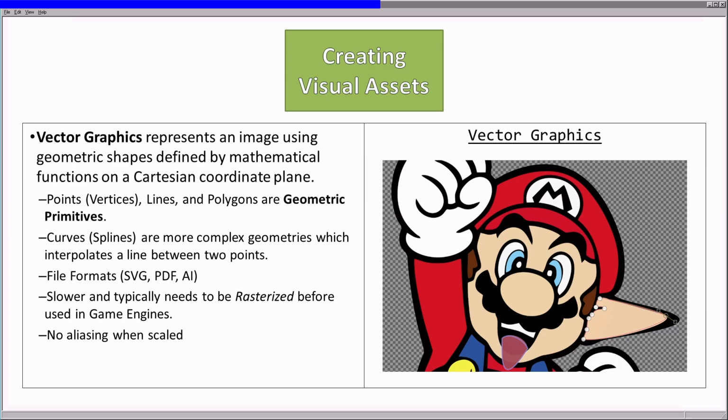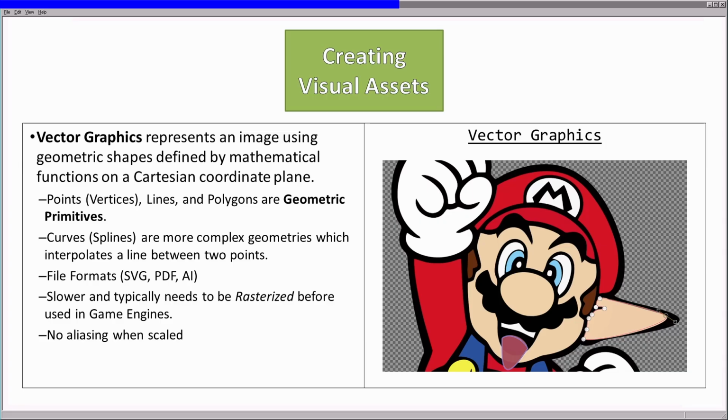To get around this, we look at the alternative, vector graphics. Vector graphics represent an image using geometric shapes defined by mathematical functions on a Cartesian coordinate system. Points, vertices, lines, and polygons are the geometric primitives used to create vector graphics. Curves, or splines, are more complex geometries which interpolate a line between 2 points. Curves are a type of line which uses special control points to create arcs. These interpolative structures are what sets vector graphics apart from rasterized graphics.